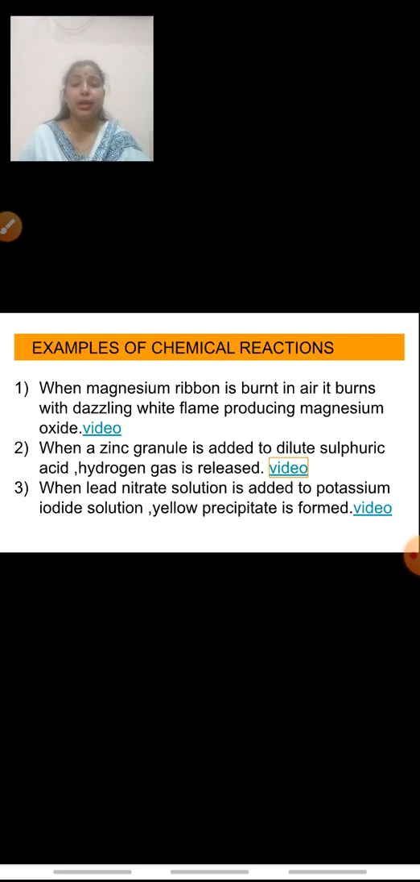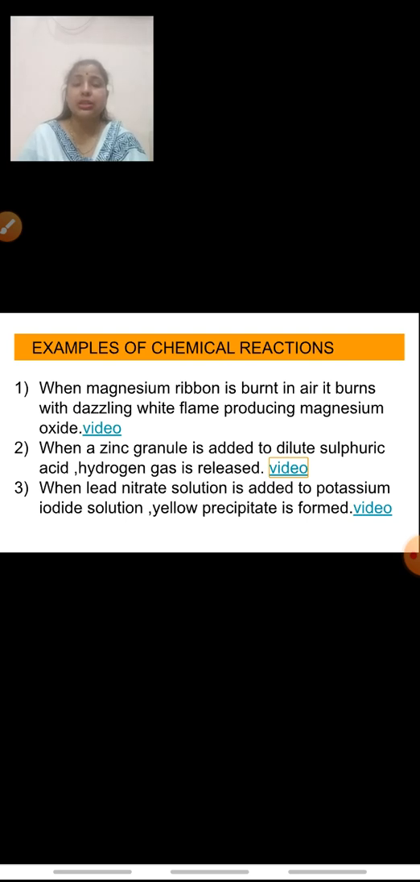Now children, in the above video, you all got to know that when zinc granule is added to dilute sulfuric acid, it results in the formation of zinc sulfate and hydrogen gas. You all also got to know about the properties of hydrogen gas. Hydrogen gas is neither acidic nor basic. Hydrogen gas is colorless and odorless, and it catches fire and burns with a blue flame and produces a popping sound when it burns. So hydrogen gas burns with a pop sound.